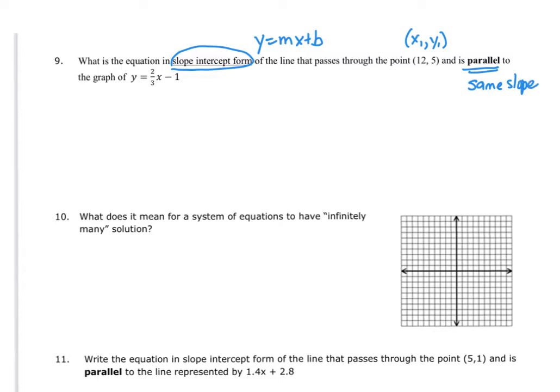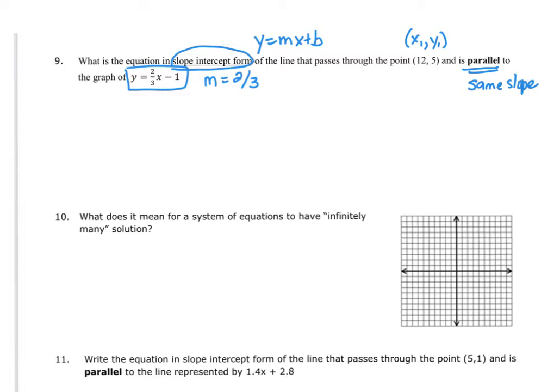Okay, so they didn't give us the slope of the line, but they did tell us it was parallel to another line, which means it has the same slope. So in this case, looking at this equation they gave us, y = 2/3 x, my slope here is 2/3. So the slope of a line parallel to this line would be the same, 2/3. Okay, so parallel lines have the same slope, so that's what we're looking for.